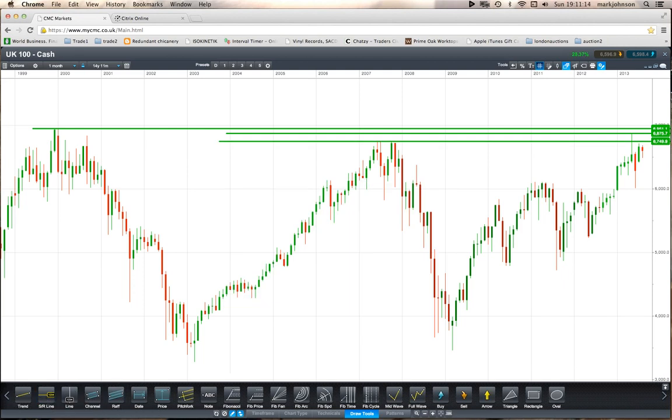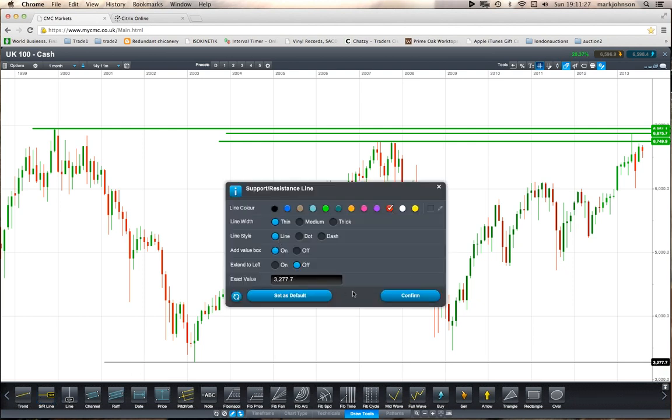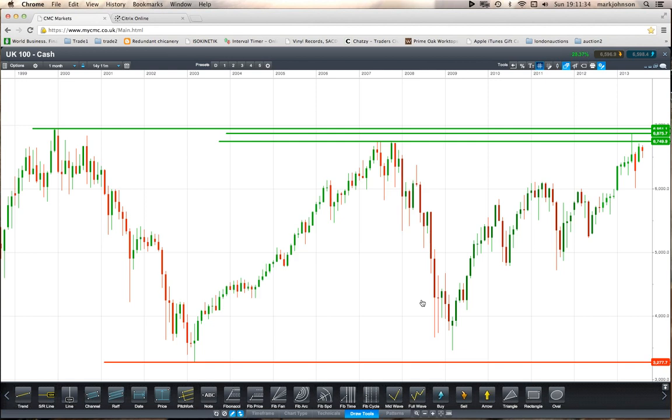Now I'm going to go through this quite quickly the way I normally do it, and then you can see how easy it is to do every day or at the start of every week. Now my support, I make them red. Long-term support, I make thick red.